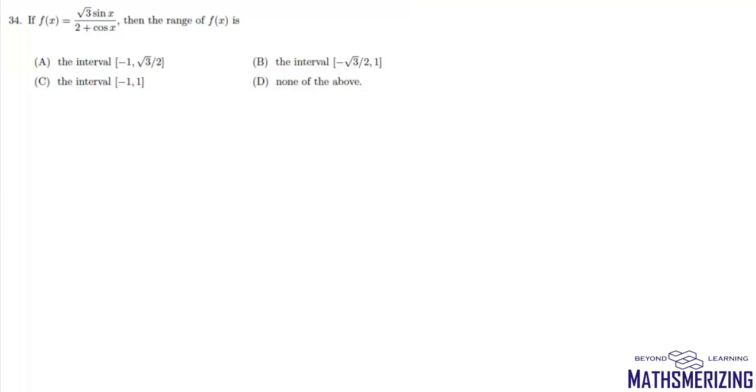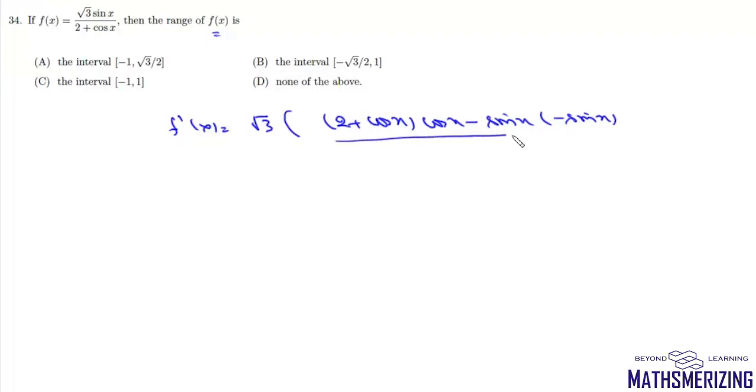Now question number 34 is, if f(x) is root 3 sin x upon 2 plus cos x, we'll need to find the range of f(x). Now what we'll do is we'll find f dash x. Now f dash x will be root 3 times, in the numerator, 2 plus cos x, and the derivative of sin x is cos x, minus sin x, and the derivative of cos x is simply minus sin x, upon 2 plus cos x whole square.